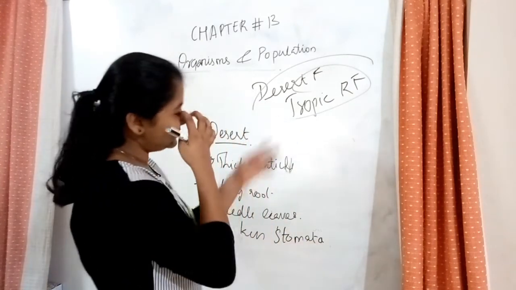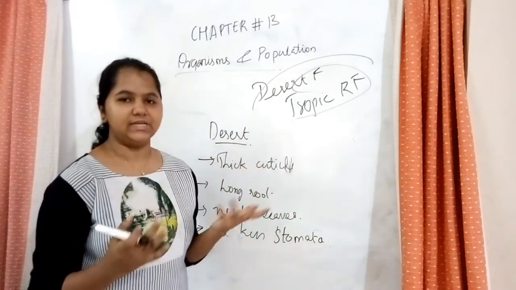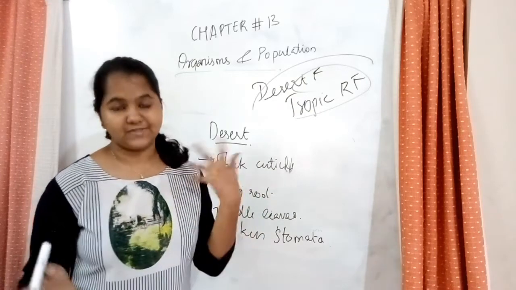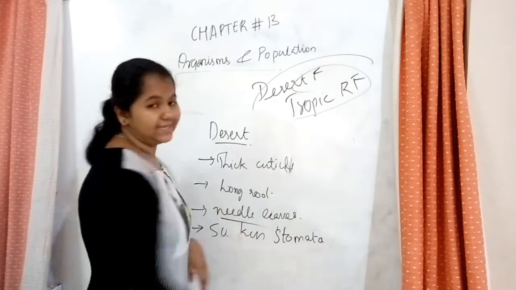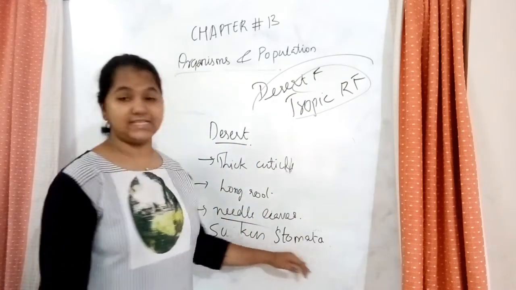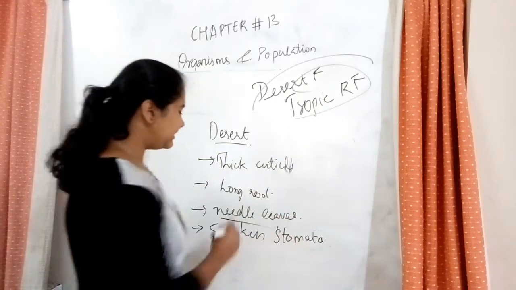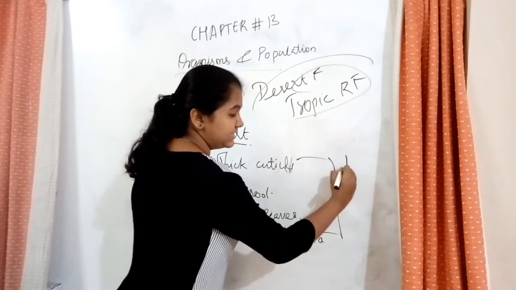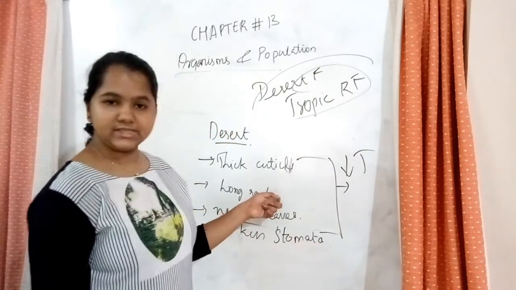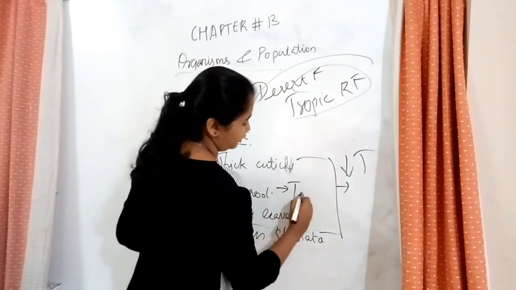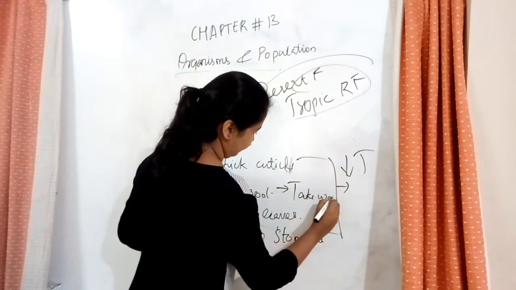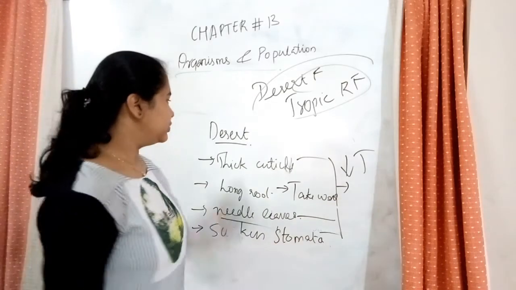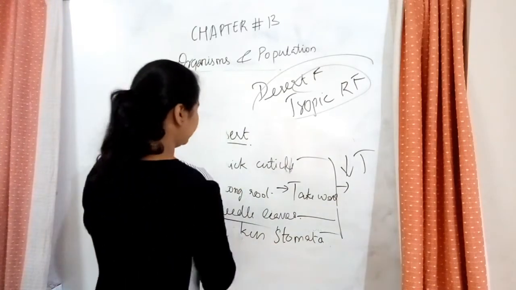But in the case of a tropical rainforest, there is no thick cuticle, no needle-like leaves, and the stomata are not sunken. Long roots are there only for big plants. The cuticle, needle-like leaves and sunken stomata are for less transpiration, and long roots are to take water. That is the physical adaptation.